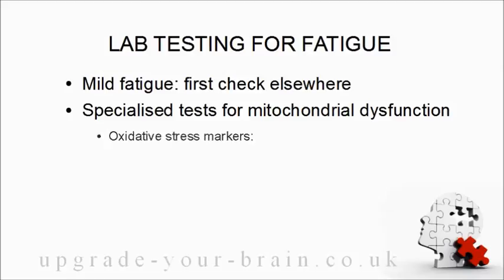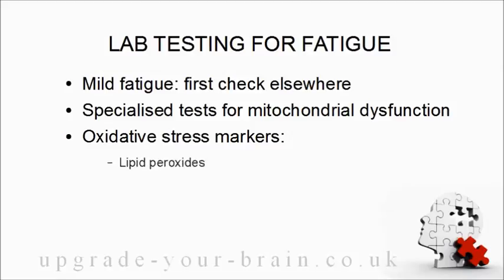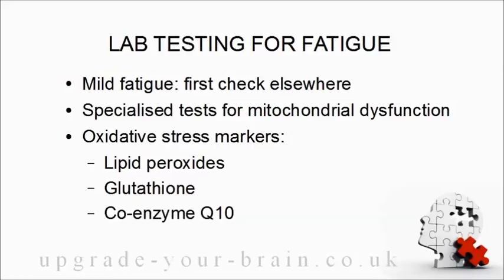So you can test for oxidative stress. You can look at lipid peroxides. These are actually fat molecules that have been damaged by oxidative stress. So their level is a functional indicator of how well your antioxidant systems are coping. You can test glutathione, which is one of the body's main antioxidants. And another is coenzyme Q10, which I mentioned earlier on, as being the most important antioxidant inside of mitochondria.